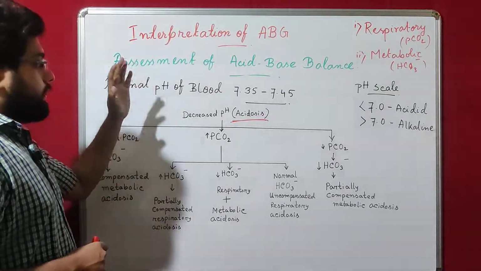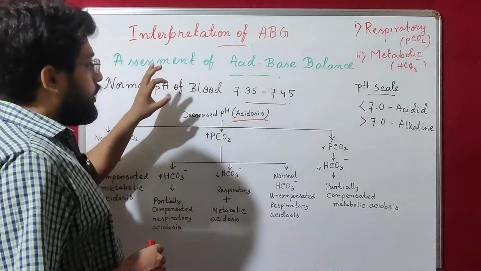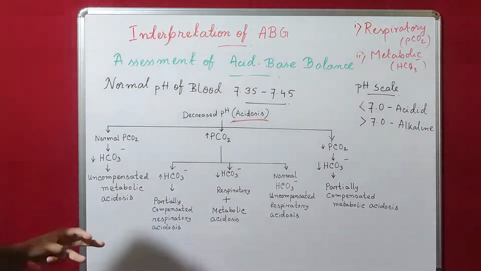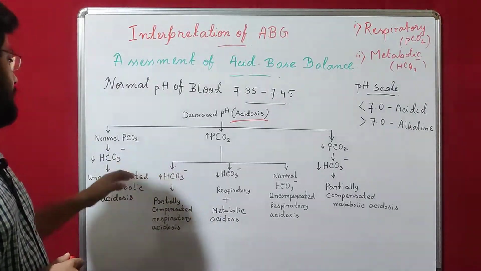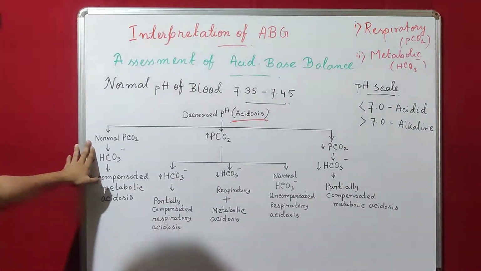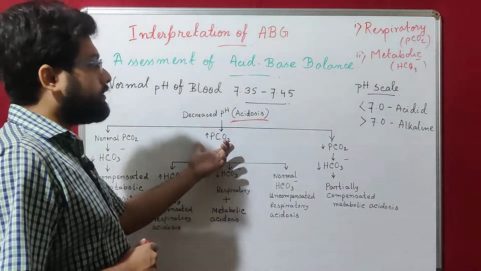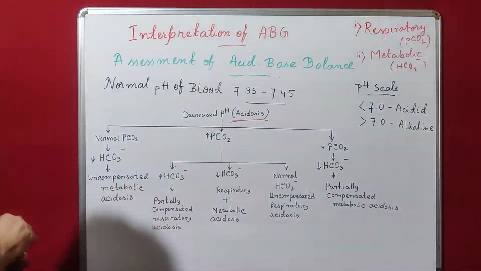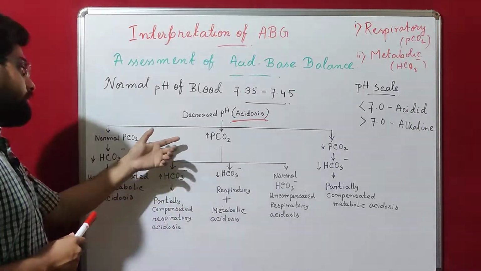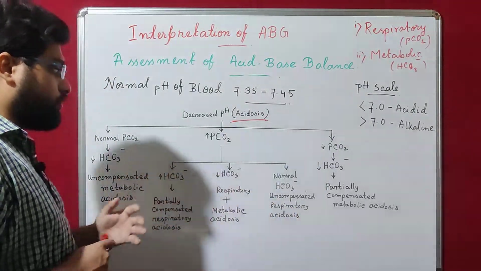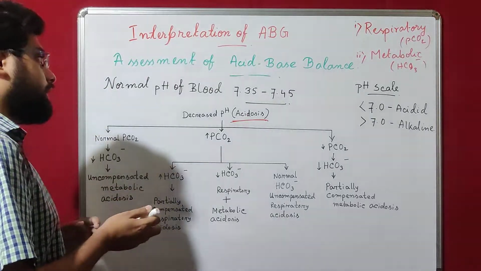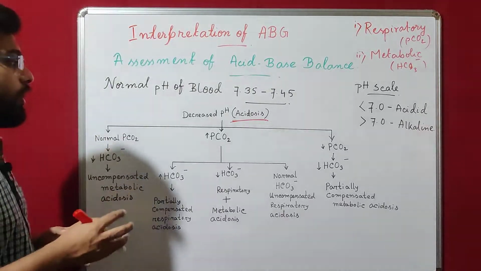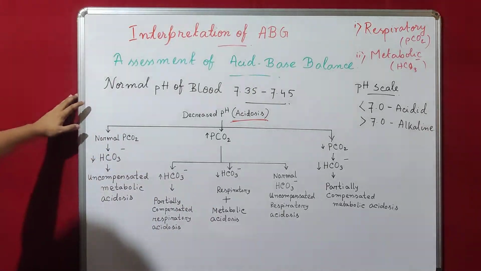In regard to acidosis, there can again be three possibilities for the PCO2 level. Either the PCO2 level can be normal, or PCO2 can be increased, or PCO2 can be decreased. And after PCO2, the parameter we will look for is the bicarbonate ion concentration. So let us start from this chart.